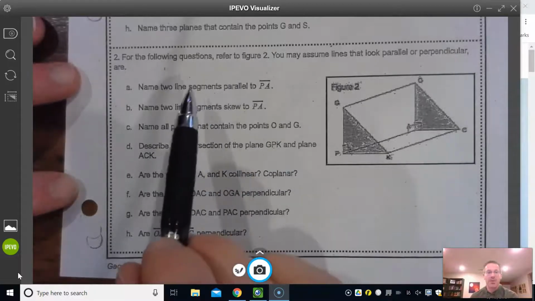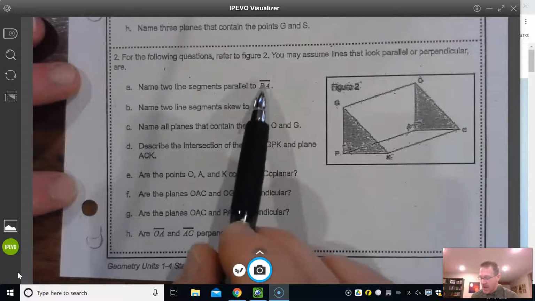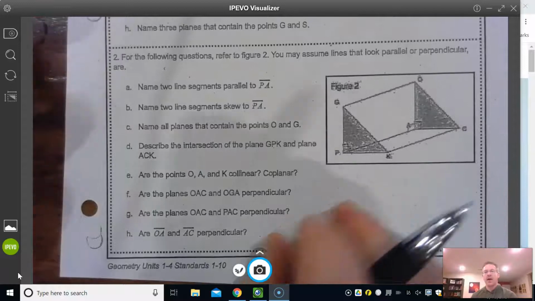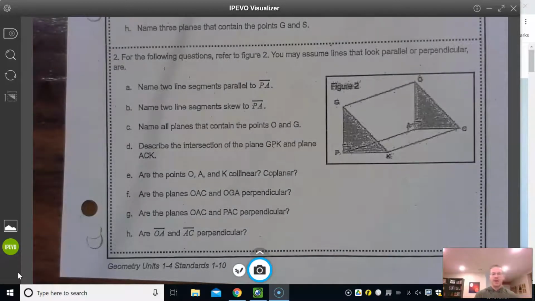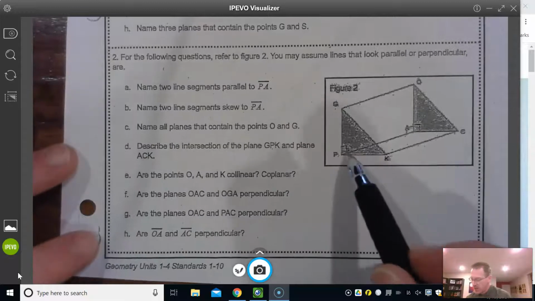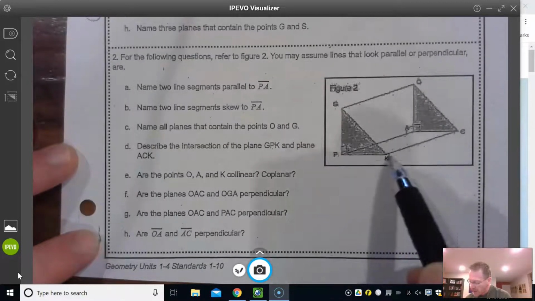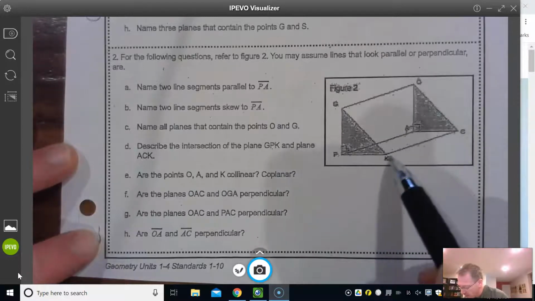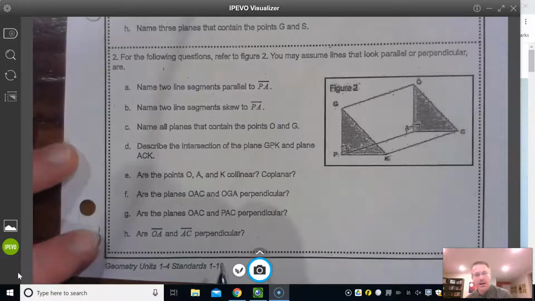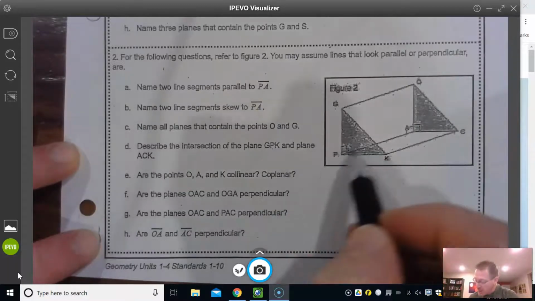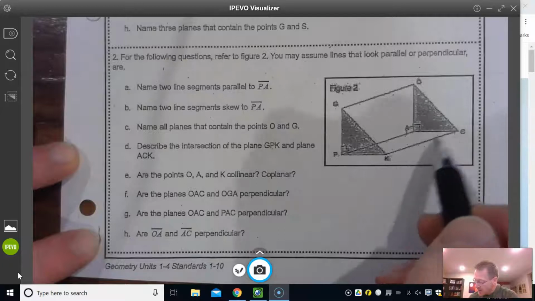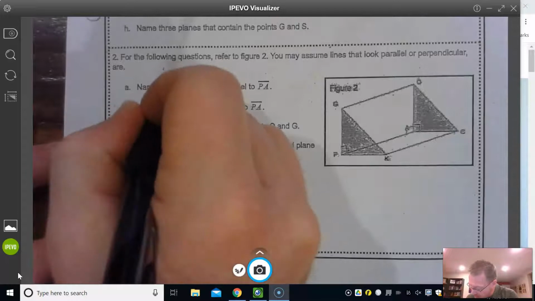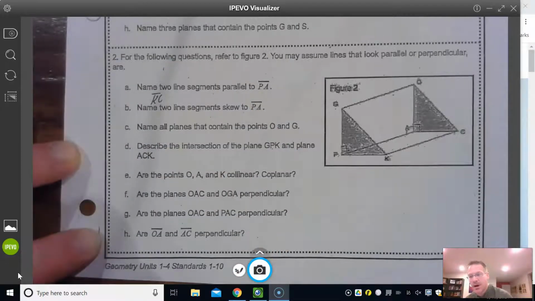Now, name 2 line segments parallel to PA. And PA is this back line back here. Remember that parallel means they're in the same plane and they do not intersect. If I look, PA is in this bottom plane right here, kind of the base of this shape here. And what I can see here is, I believe this is KC right here, is parallel to PA. You guys with me on that? Because they're in the same plane, which would be this bottom plane, and you can see that they do not intersect. So KC, and I hope I can see that right on my picture here.